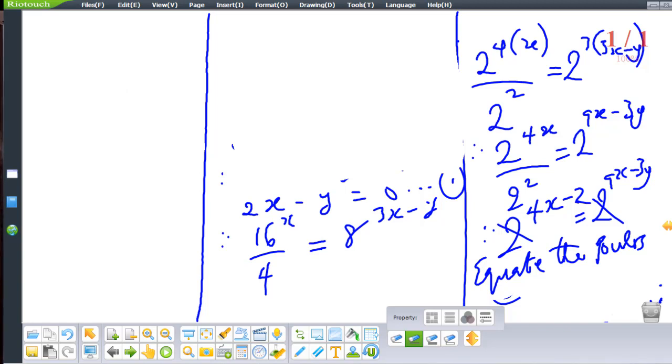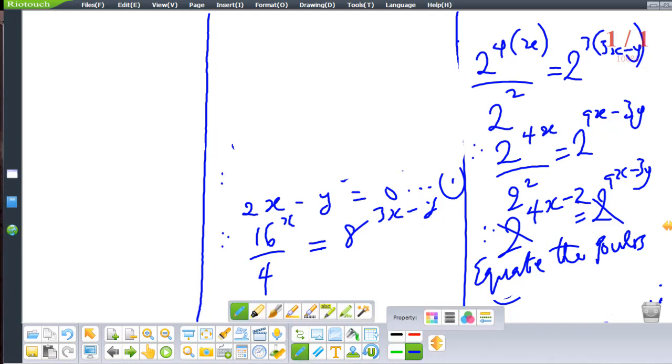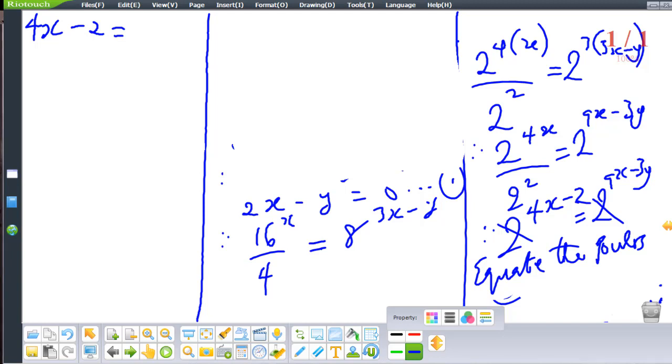And then we have something like this. Equate the powers. So we're going to be having 4x minus 2 is equal to 9x minus 3y.